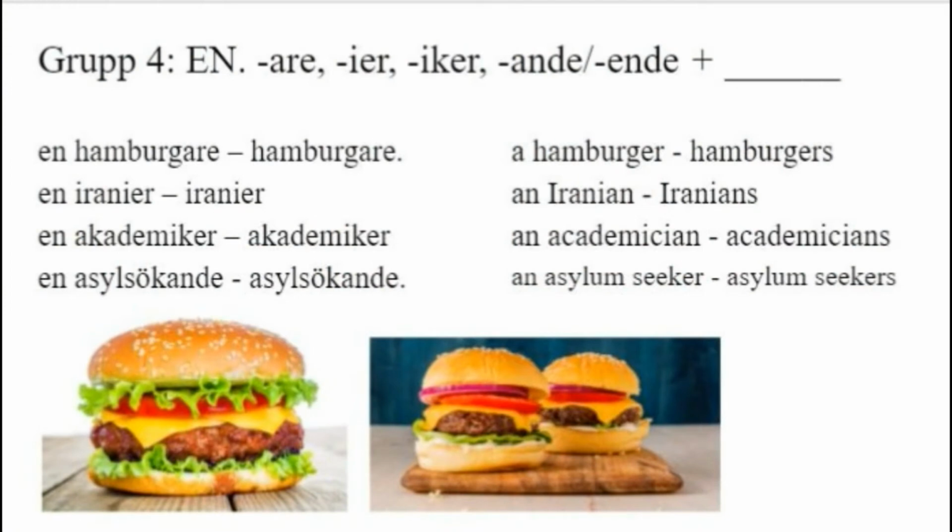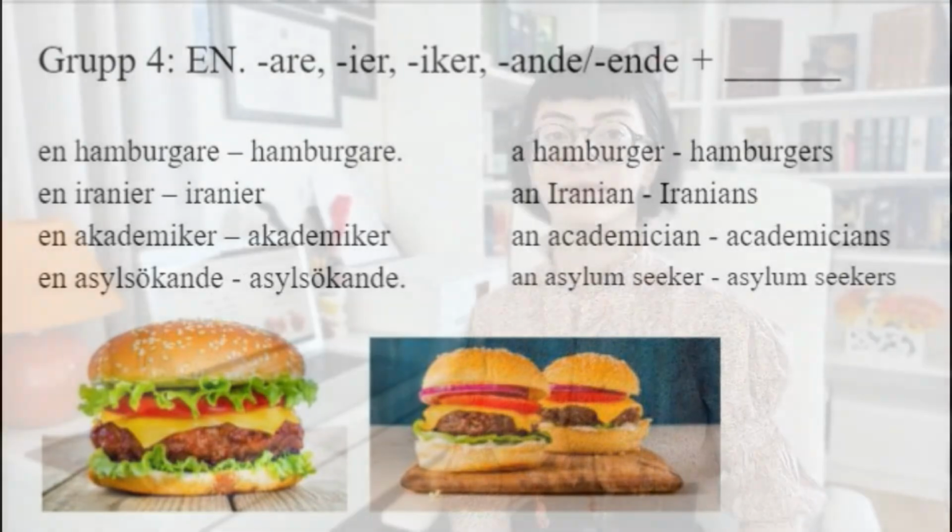Apart from this, in group 5, we have en nouns with certain endings, and they also remain the same in plural. These endings include are, ier, iker, ande, ende. For instance, en hamburgare is simply hamburgare in plural. En iranier is simply iranier in plural. En akademiker is simply akademiker in plural. En asylsökande is simply asylsökande in plural.